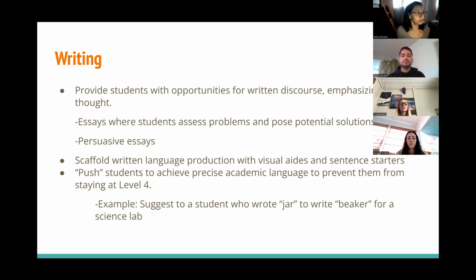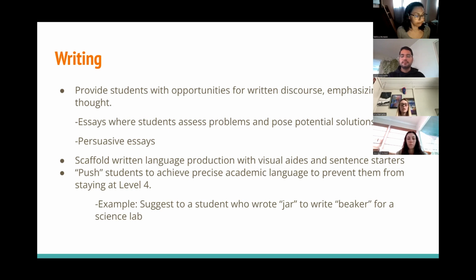We also want to continue to scaffold the written language production with visual aids and sentence starters, when permitted. This could vary individually for each EL student you have. And we want to further push the students to achieve the precise academic language and grammar to prevent them from staying at level 4. So that means if they're misusing the wrong "there" in the essay, circle it, and then not only write the correct one, but explain. THEIR is when someone is possessing something, it's their item, not just writing down the word, because maybe they need further help understanding the concept at hand.